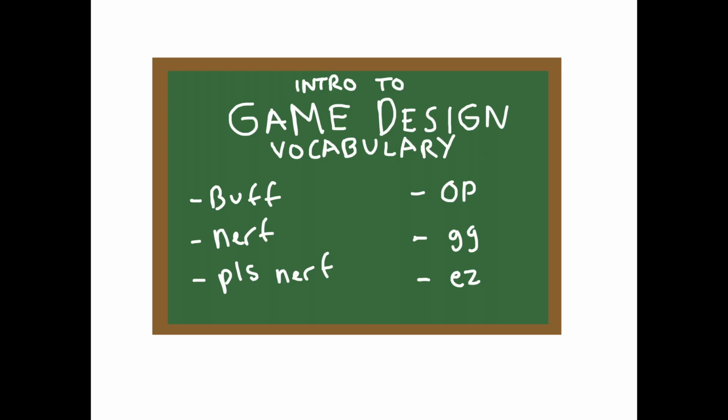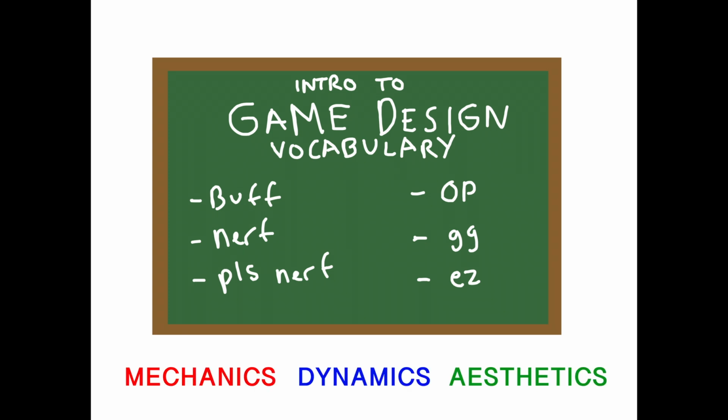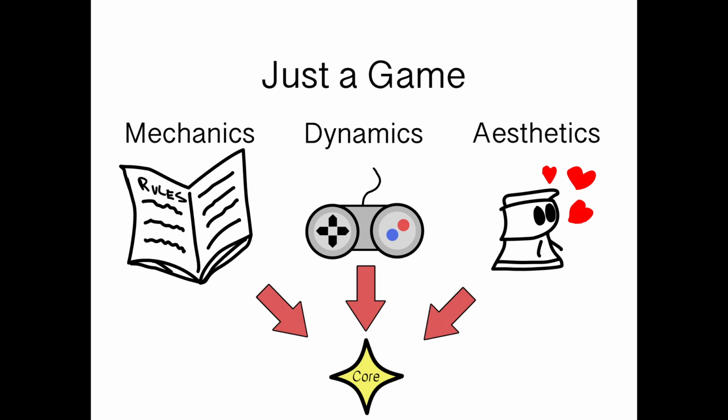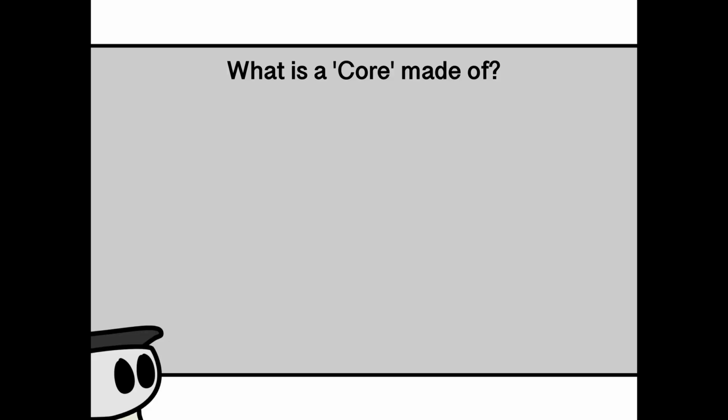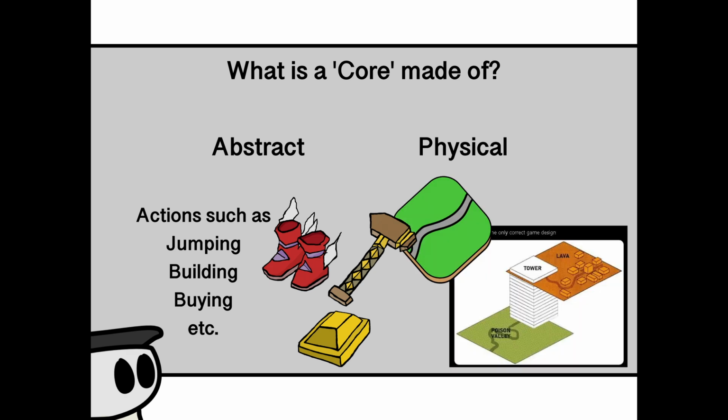If you're familiar with the vocabulary of game design, you might have heard about the MDA framework: mechanics, dynamics, and aesthetics of a game. This framework can be really useful to analyze the components on a modular scale, but for this video we'll talk about these components in the form of cores. Cores themselves can be made up from anything, from abstract components like actions players can take in a game, to more physical components, like pieces included in board games, the layout of a level in a video game, etc.